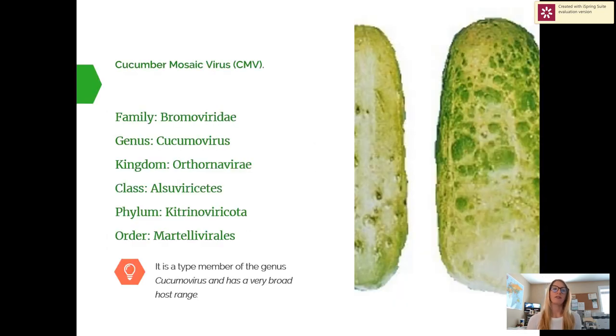All right, and my pathogen of the day, once again, is Cucumber Mosaic Virus, or CMV. The family it belongs to is the Bromoviridae, and the genus is Cucumovirus. The rest is there for you. I probably won't pronounce it right, but please feel free to take a look and absorb it all in. It does have a very broad host range because it infects thousands of plants of various plant families. In fact, it has the reputation of having the widest host range of any known plant virus.